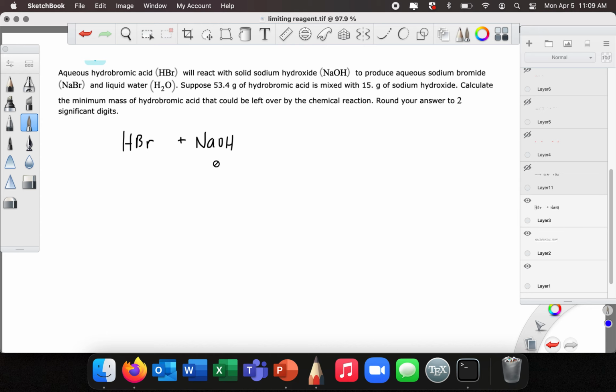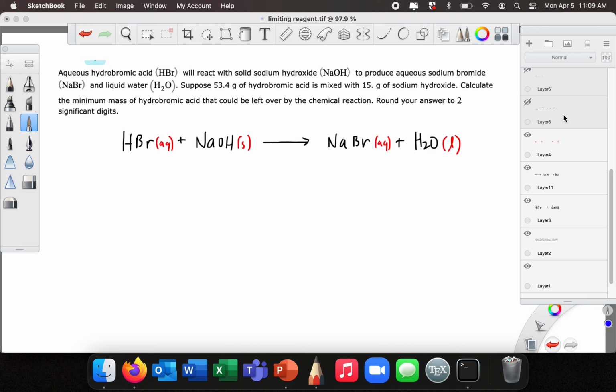Hydrobromic acid and sodium hydroxide produce aqueous sodium bromide and liquid water. Now, I don't think the states have anything to do with it, but just in case, I'll put those here. I don't think it means anything, but aqueous hydrobromic acid reacts with solid sodium hydroxide to produce aqueous sodium bromide. Okay, I got that. Now I'm going to set this up.